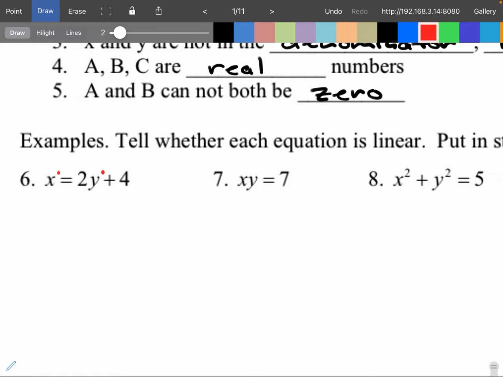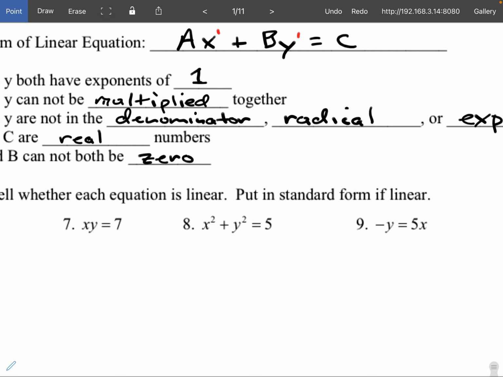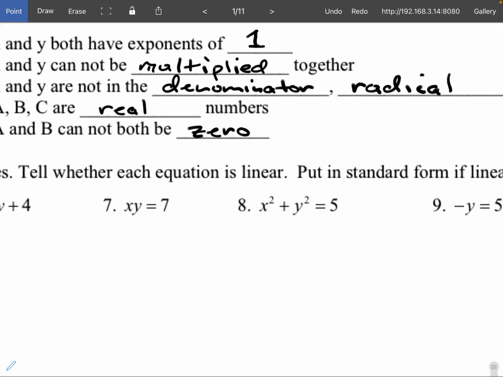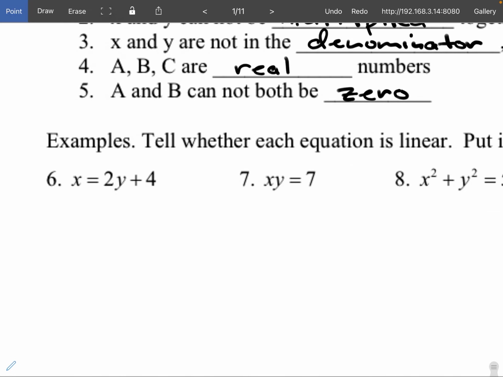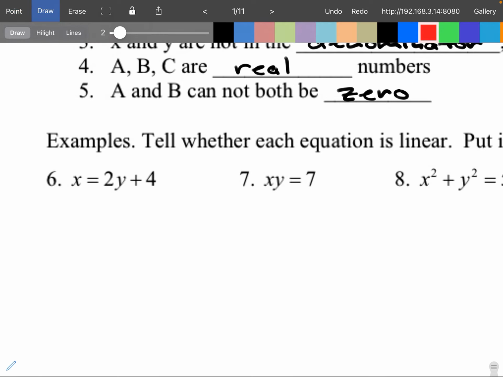All right, let's look at this first one here, number 6. So you're using all these rules that we wrote above to decide whether this thing is a linear equation. So what do you think about 6? Does that look like a linear equation? Are x and y both to the first power? Yeah, they are, aren't they? That's x to the first, that's y to the first, right? So I think we're okay. So then that one, yes, that's a linear equation.